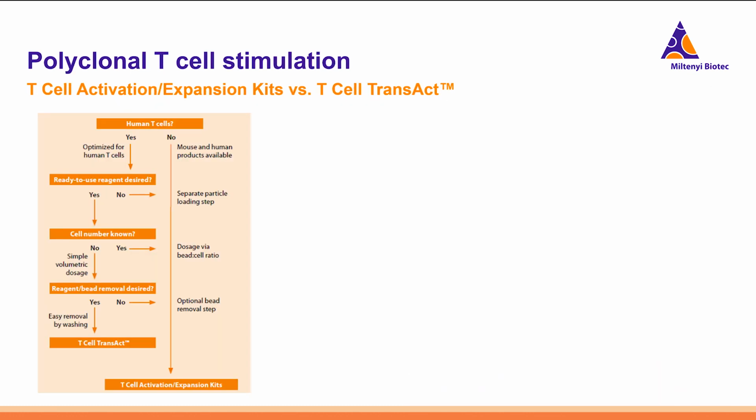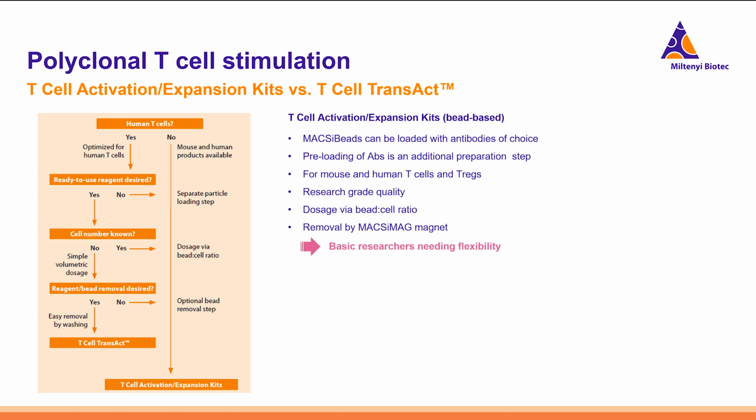So, we learned about two different polyclonal activation reagents, the bead-based T-cell activation and expansion kits and the nanomatrix-based T Cell TransAct. Both efficiently activate and expand T-cells, but which one to choose when? The T-cell activation and expansion kits allow for maximum flexibility with the option to load individually antibodies of your choice. Furthermore, distinct mouse, human and non-human primate T-cell and Treg versions are available.